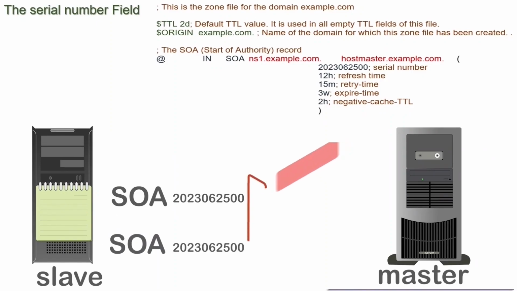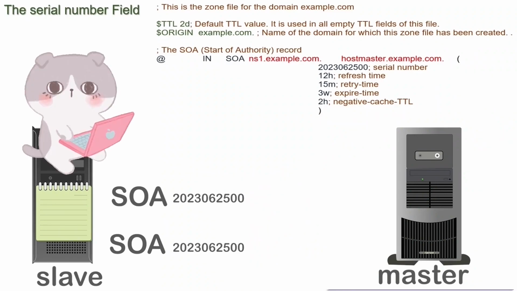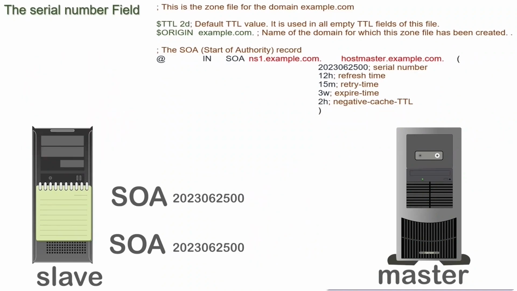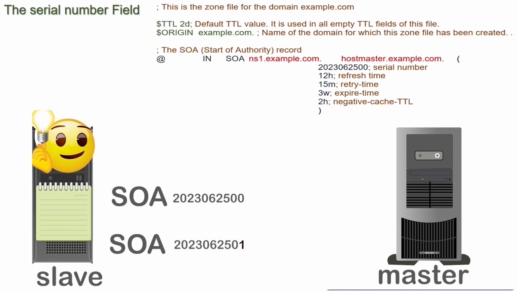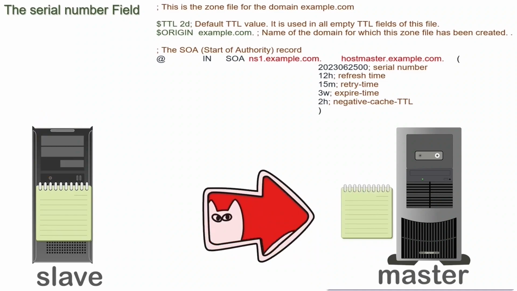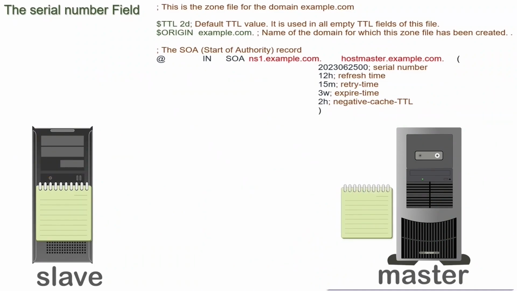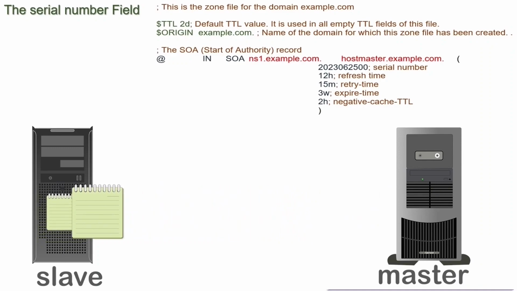If both numbers are the same, it assumes that the master name server's zone file is not changed. It keeps using the locally saved zone file. If both numbers are different, it thinks that the master name server's zone file has been changed. It sends a complete zone transfer request to the master name server. The master name server transfers the updated zone file. The slave replaces the locally saved zone file with the received zone file. This way, after the first time, a slave name server makes a complete zone transfer request only when the master name server's zone file changes.